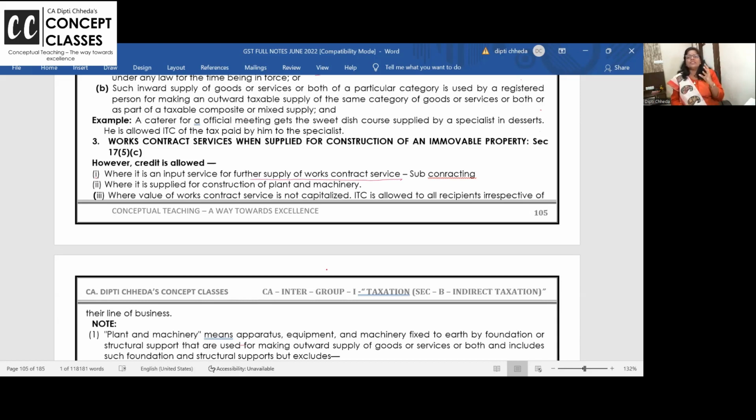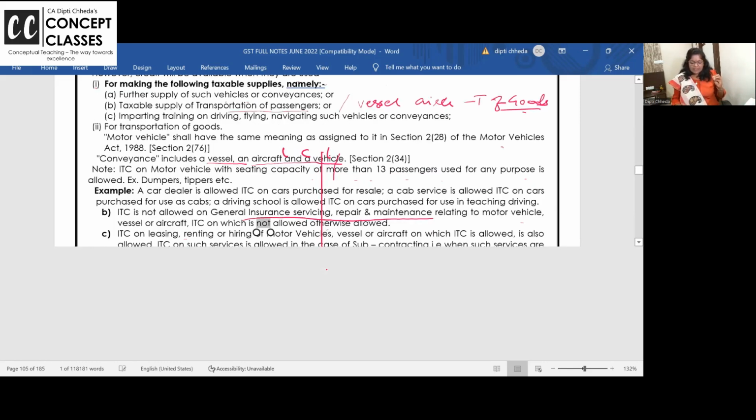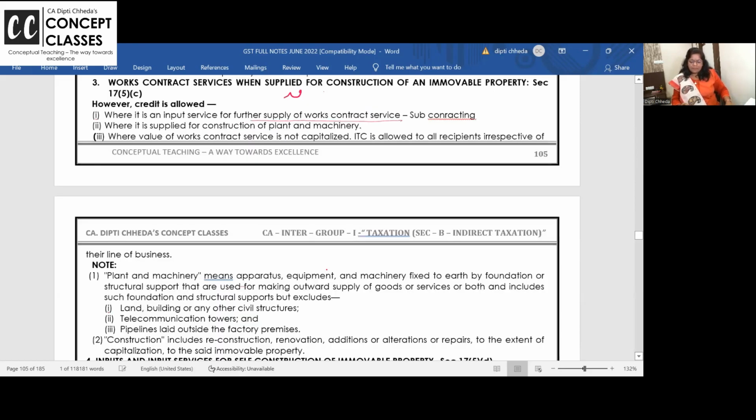Works contract is treated as not supply of goods, but supply of service. Write it down. Works contract is treated as supply of service. Writing it here is a mistake, write it in the notebook. But if it is in the same line, in subcontracting, it is allowed.